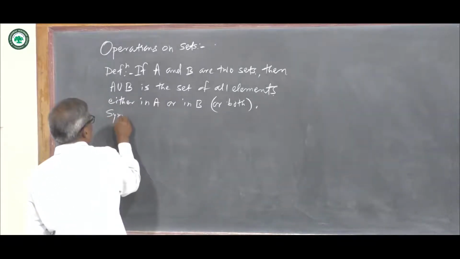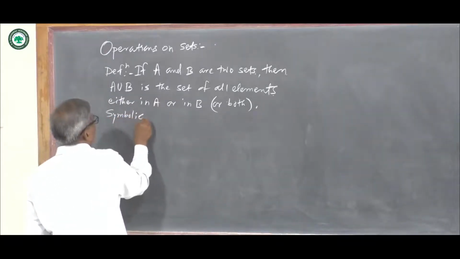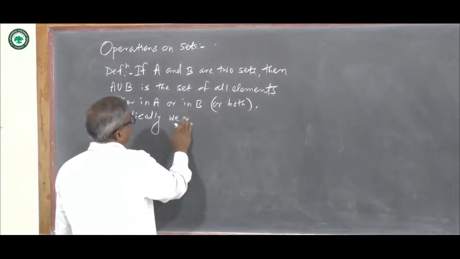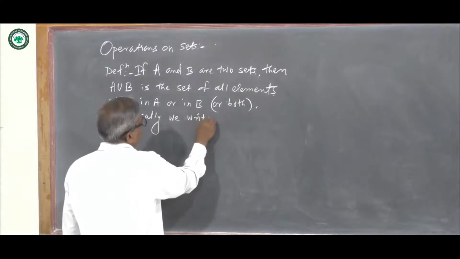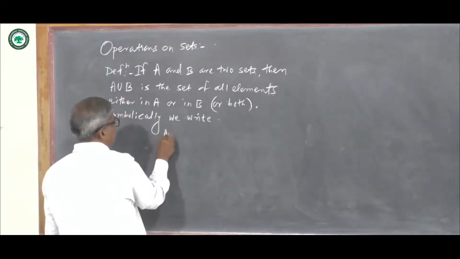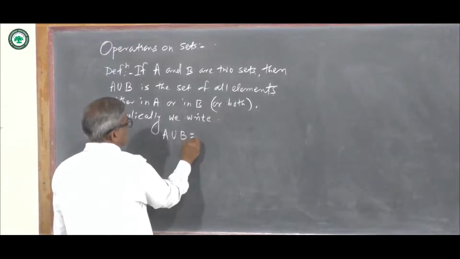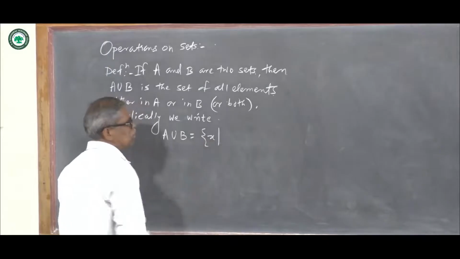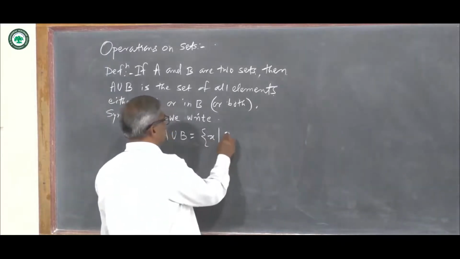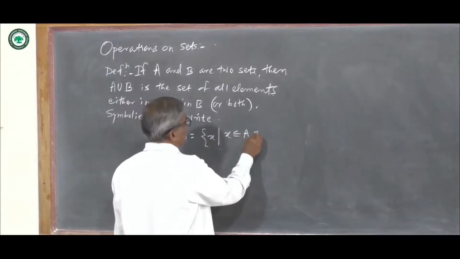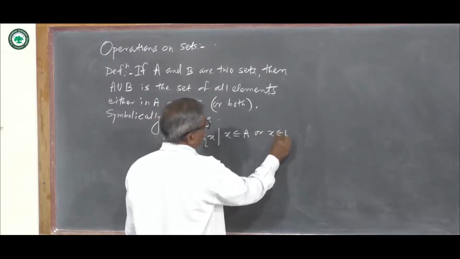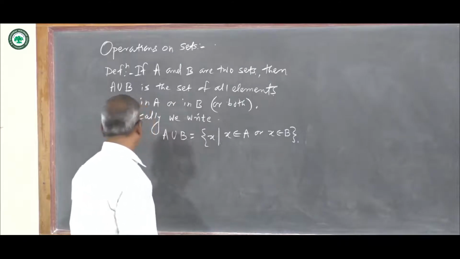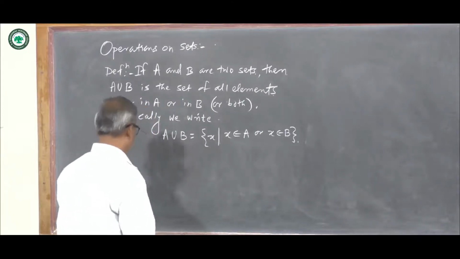Symbolically, we write capital A union B is equal to the set of all x such that x belongs to A or x belongs to B.